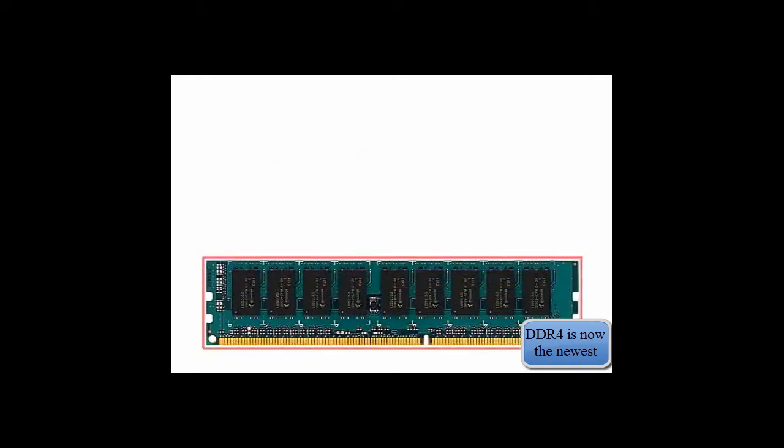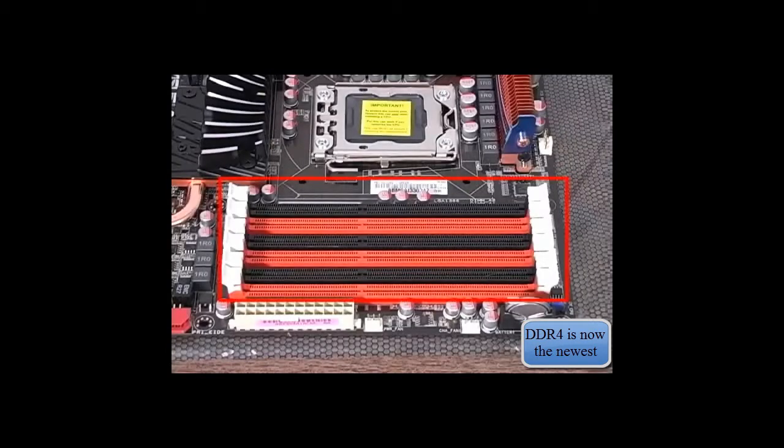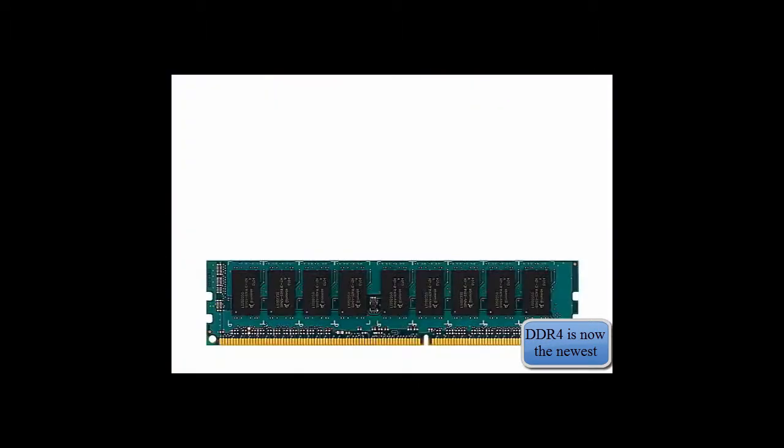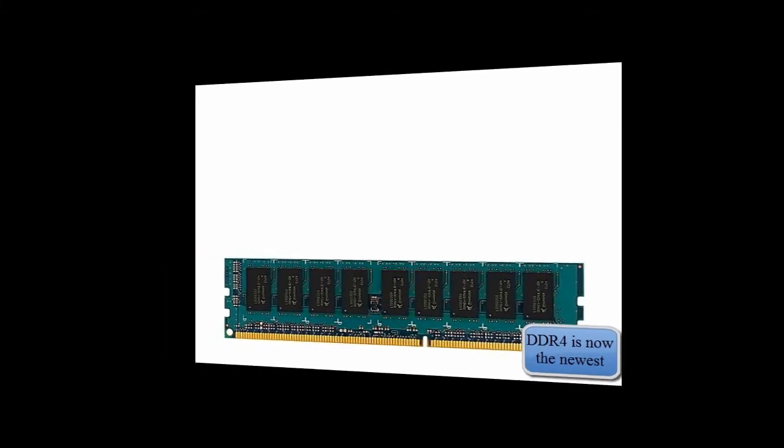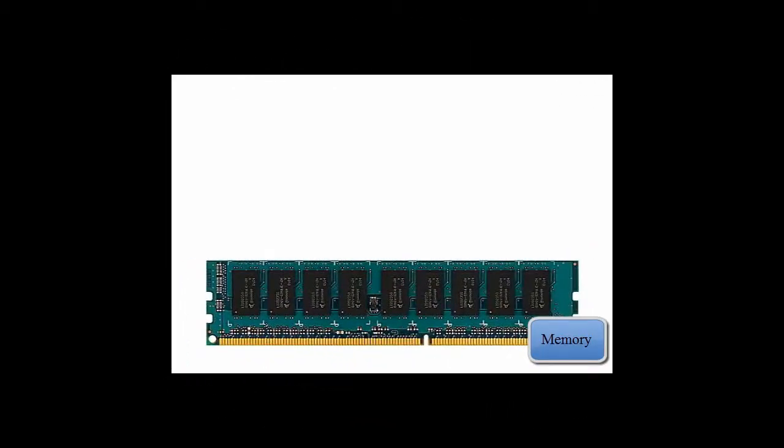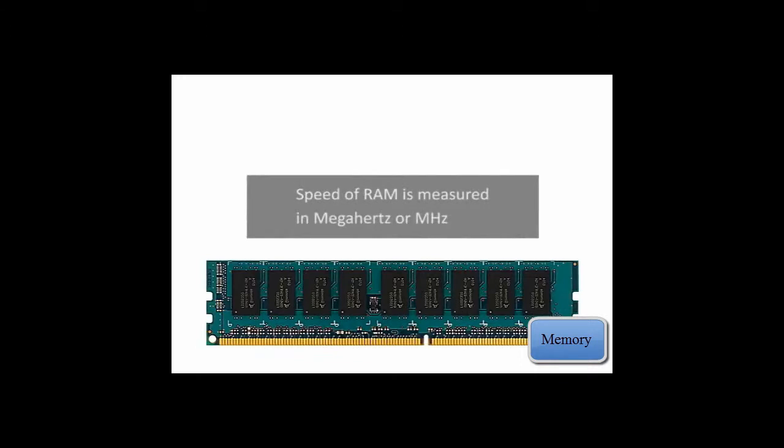Memory comes in the form of a stick that attaches to the computer's motherboard through a memory slot. The memory stick is actually made up of several individual memory chips that, when added up, combine to create the storage capacity of the memory stick. The speed of the RAM is also important. The speed of memory is measured in megahertz, or MHz.